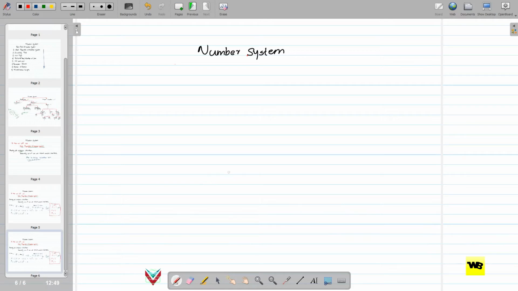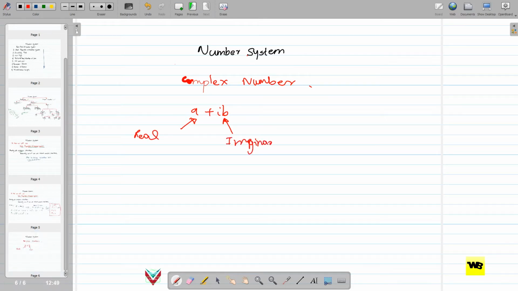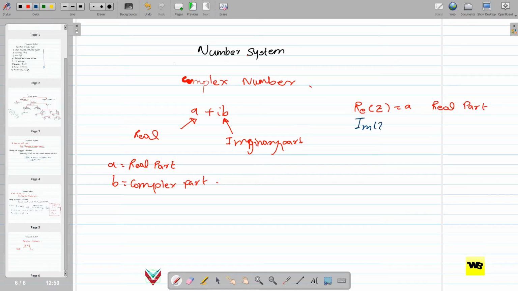Now what are complex numbers? Complex numbers are basically of the form A plus iB, where A and B are the real and imaginary parts. A equals the real part and B equals the imaginary part, which can also be denoted by Re Z equals A, the real part, and Im Z equals B, the imaginary part.